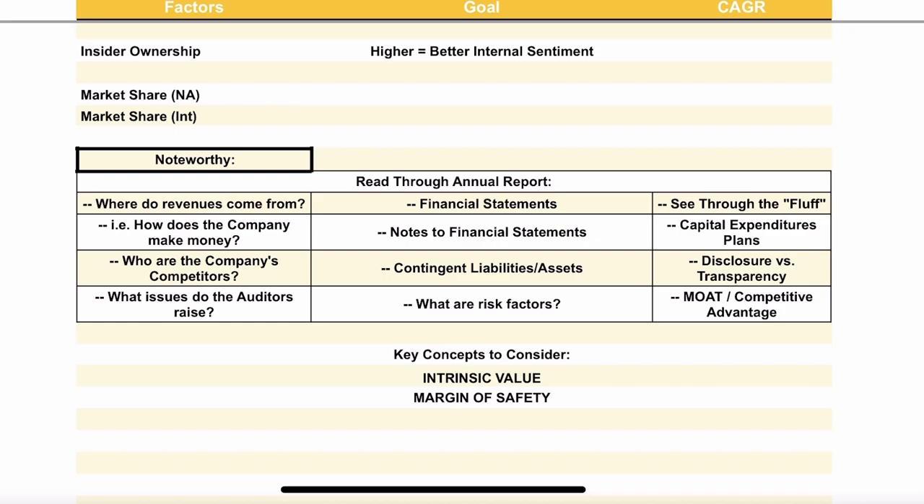So the biggest thing, and these two are kind of the same: where do the revenues come from? I.e., how does the company make money? I want to know, what are the business segments? How do they operate? What are they working on? And just the general mix that the company is. How diversified are they? What subsidiaries do they operate through?